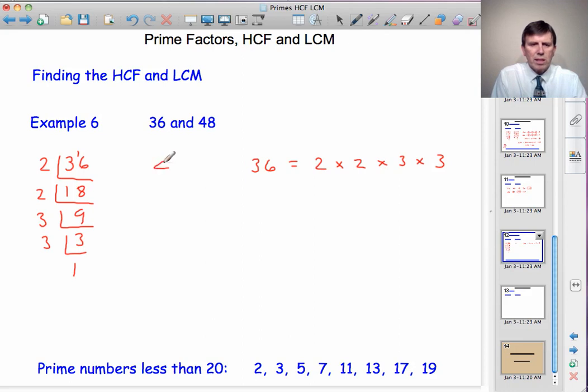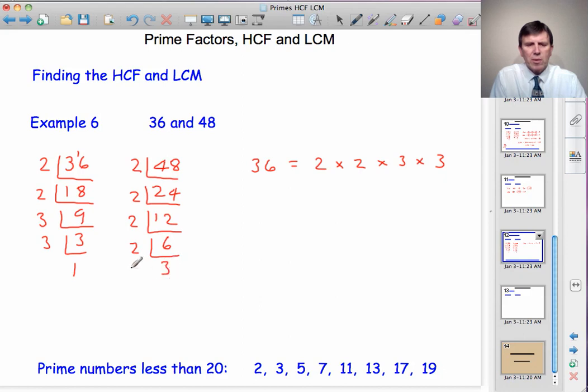Let's work on 48 now. It's even, so I can divide by 2, we get 24. Still even, keep dividing by 2, we get 12. Even again, so divide by 2 to get 6. Still even, keep dividing by 2, we get 3. And now we'll have to divide by 3 to get down to 1. So 48 is 2 times 2 times 2 times 2 times 3. That's 4 factors of 2 and 1 of 3.